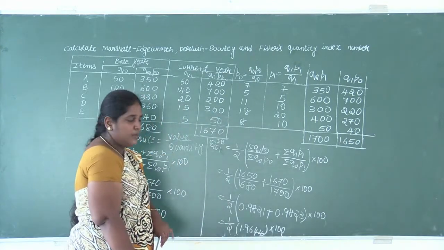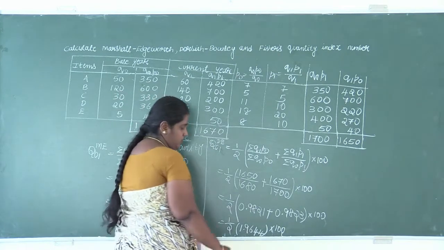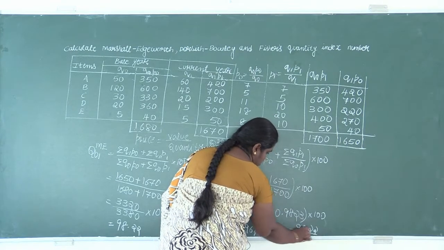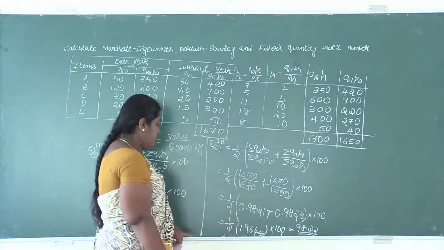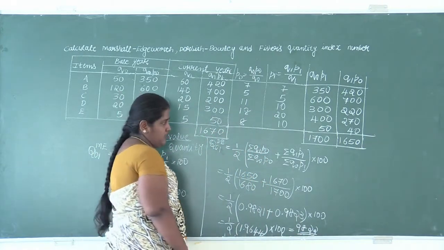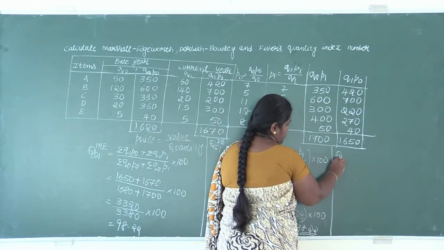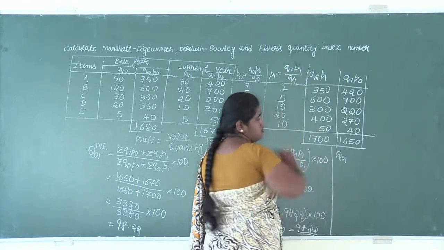So first divide by 2, then multiply with 100. We'll get the value 98.22. It is similar to that of Marshall Edgeworth quantity index number. The next, third one, Fisher's quantity index number, is also asked in this.